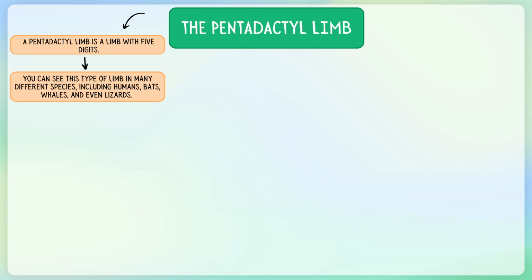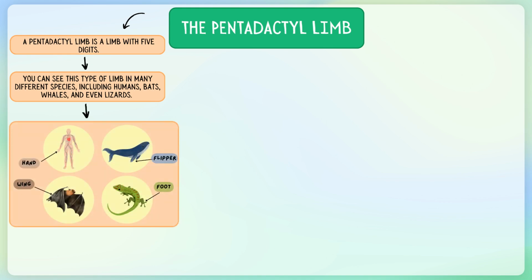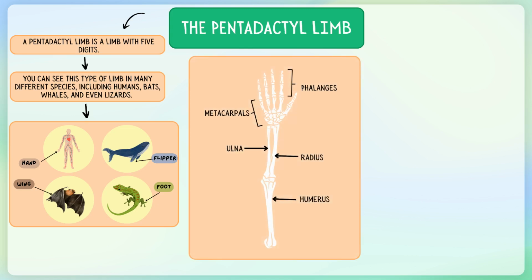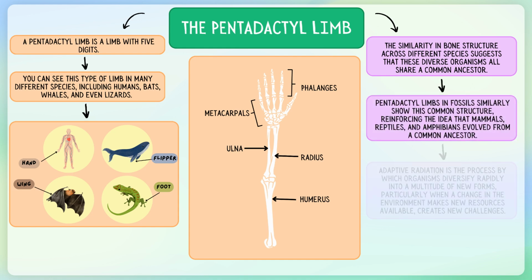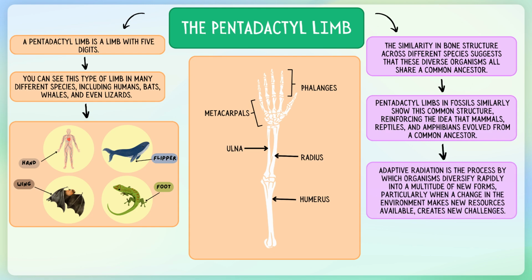In today's lesson, we explored how the pentadactyl, 5-fingered, limb provides strong evidence for evolution. The pentadactyl limb, found in many vertebrates like humans, whales, bats, and lizards, has a shared bone structure despite differing functions and appearances. This common structure suggests that these species evolved from a common ancestor with a pentadactyl limb. Fossil records show how this limb adapted over time to various environments. This concept reinforces evolutionary theory and highlights the interconnectedness of life on Earth. This lesson underscores the importance of comparative anatomy and fossil records in understanding biological evolution.